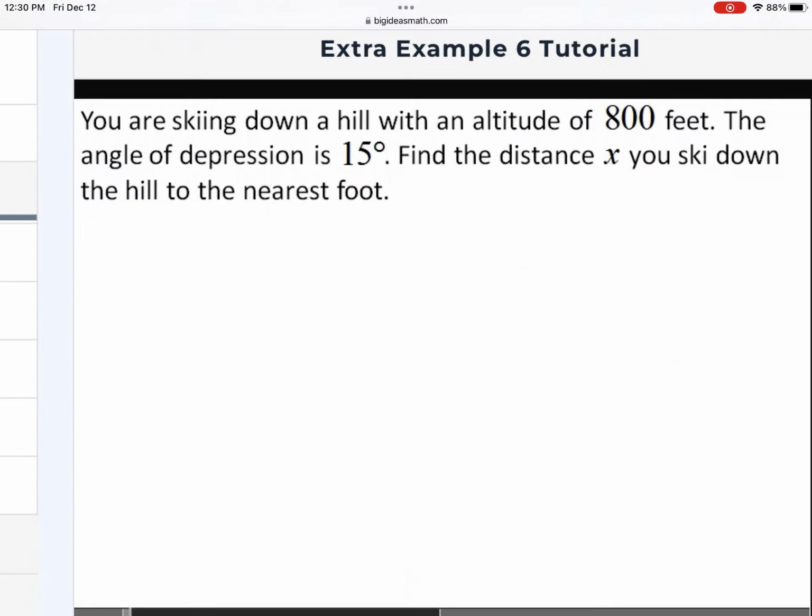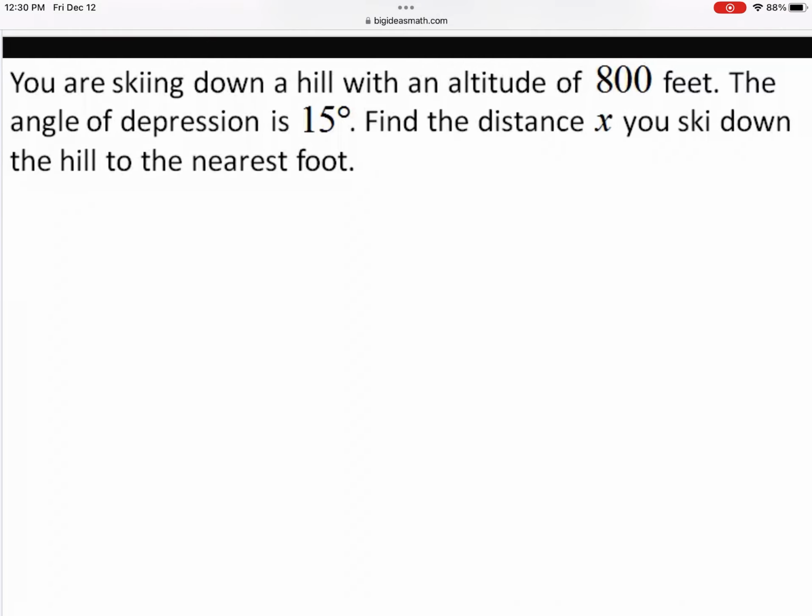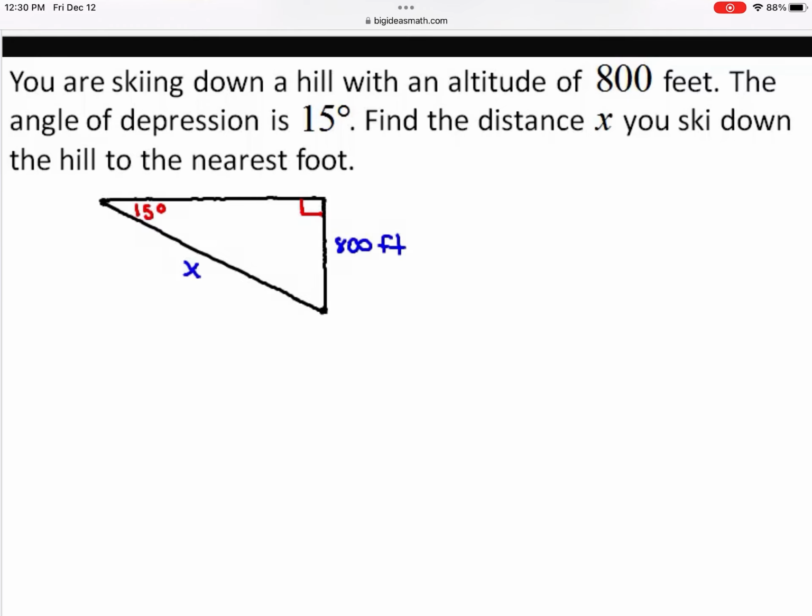You are skiing down a hill with an altitude of 800 feet. The angle of depression is 15 degrees. Find the distance x you ski down the hill to the nearest foot. So draw a sketch of the scenario. You know the hill has an altitude of 800 feet, and the angle of depression is 15 degrees.